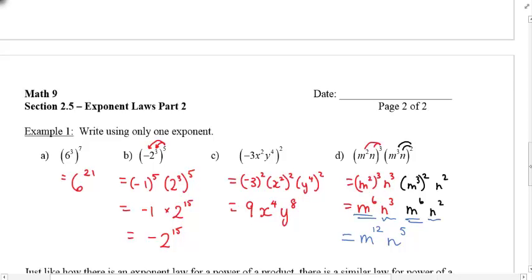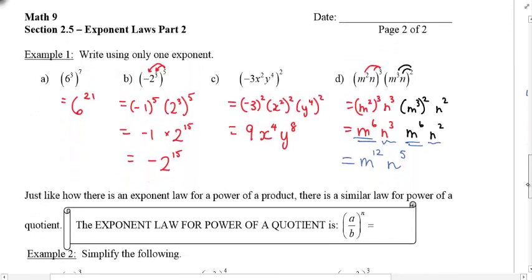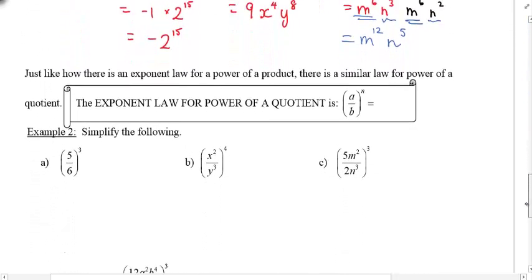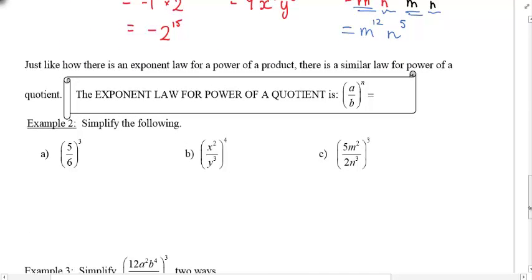Cool. Now just like how there is an exponent law for a power of a product, there is a similar law for a power of a quotient. And can you guess what happens here? Yeah, you'll just distribute the exponent into both the top, or the numerator, and the denominator. So, applying this fact now, let's see if you can do example number 2.